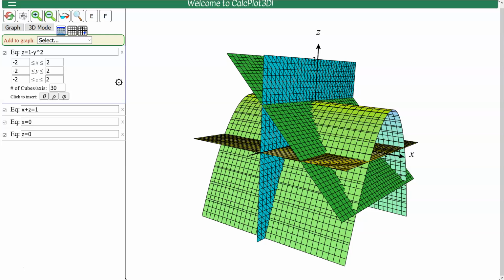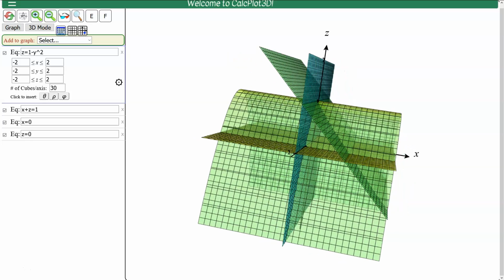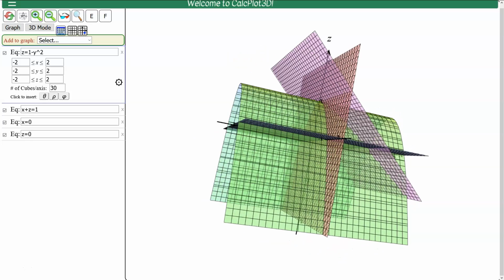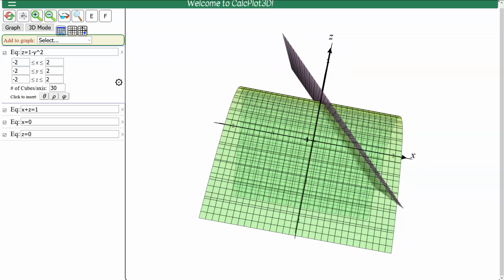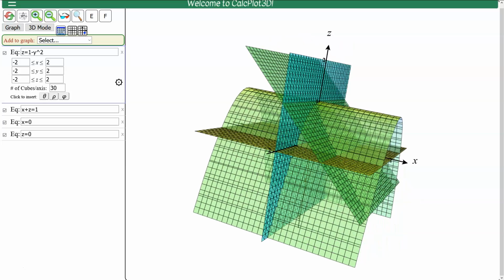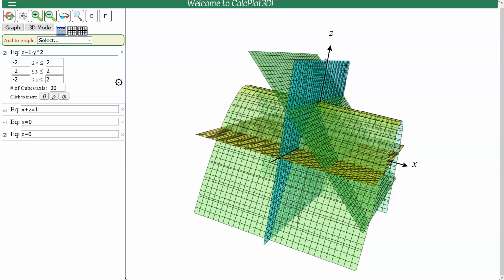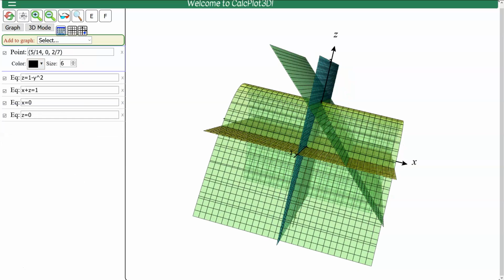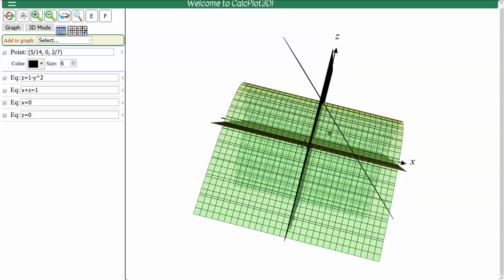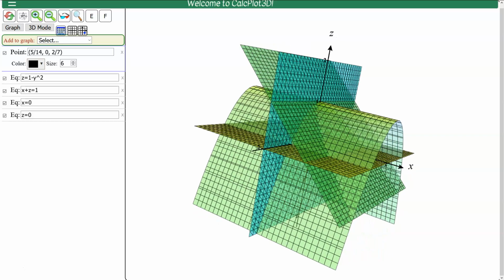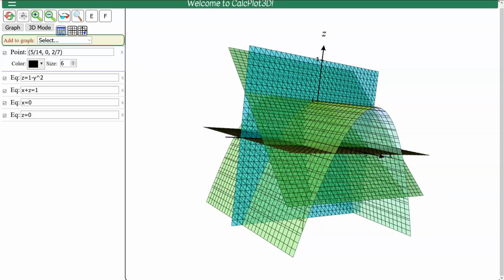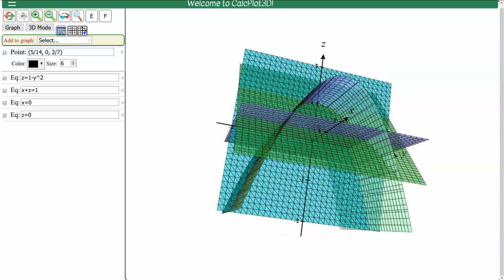Okay, so there, it's kind of hard to see in there, but you can kind of see what that region looks like. These are supposed to be translucent so you can kind of look through them. All right, now here's the point. Where'd it go? Right there. Okay. Yeah, you can kind of see it in there. Again, it's inside all these things, so it's kind of hard to see inside there.